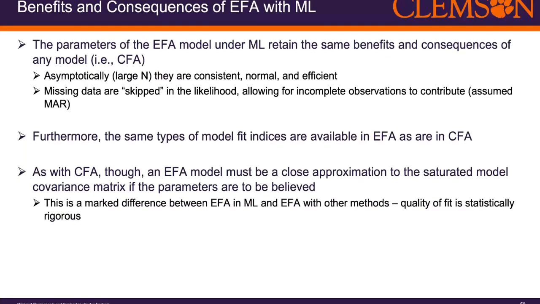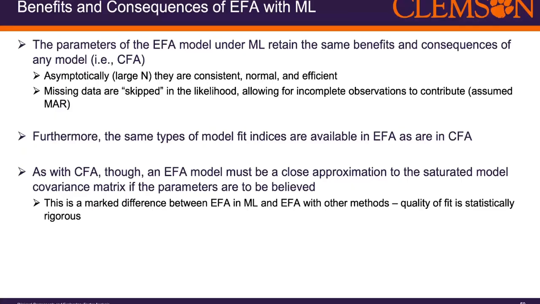So there are a few benefits and consequences of using maximum likelihood EFA. The parameters of the EFA model under maximum likelihood retain the same benefits of any model. So for instance, using maximum likelihood with a large n, asymptotically, they are said to be consistent, asymptotically normal, and efficient. So they have small standard errors, they'll follow a normal distribution, and they will converge to their true values as n goes to infinity.